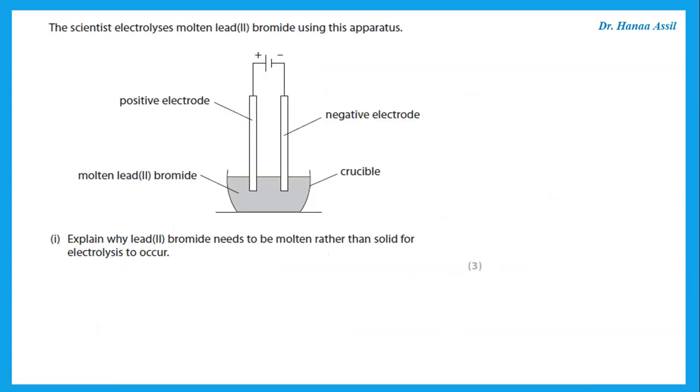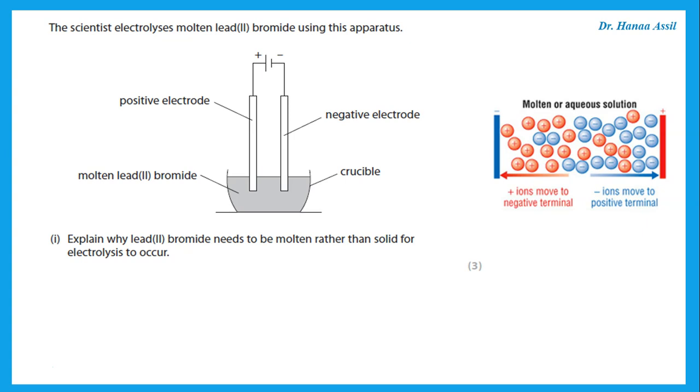The scientist electrolyzes molten lead bromide using this apparatus. Explain why lead bromide needs to be molten rather than solid for electrolysis to occur. Again, lead bromide is ionic. It needs to be molten. Why? To have free moving ions.